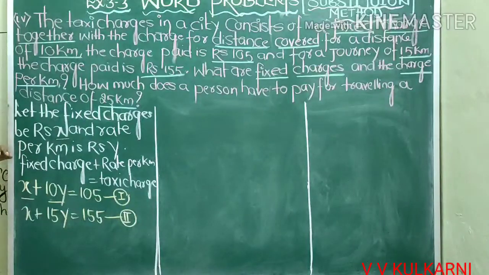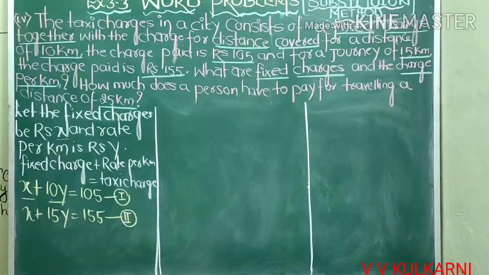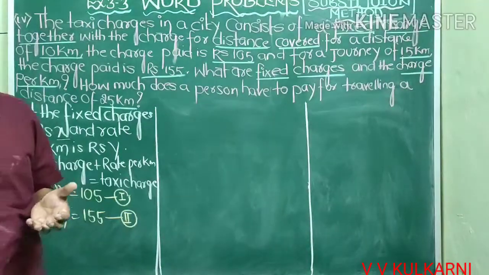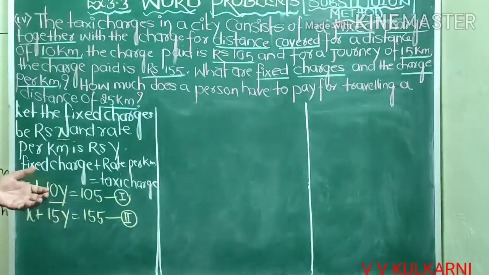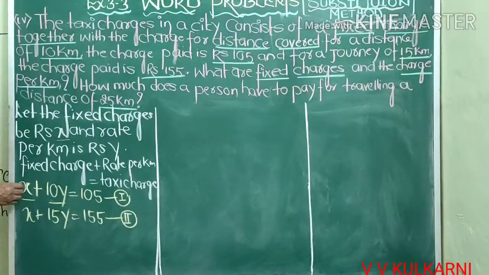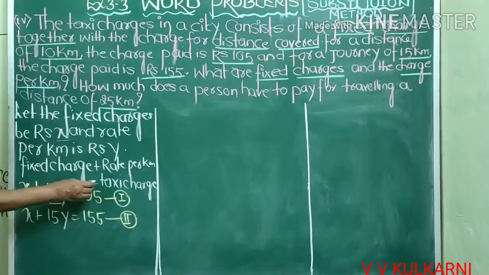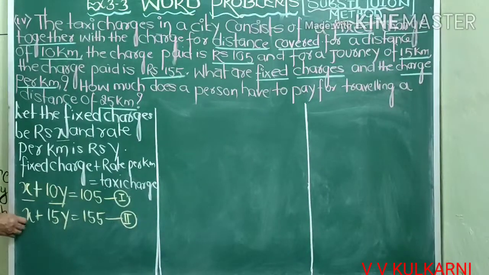After framing the equations, the next step is to find the solution. Now you know how to find the solution. We have to use the substitution method here. In the substitution method, we substitute x or y from the first equation in the second equation, or x or y from the second equation in the first equation. Let me take up the second equation and find x from it.